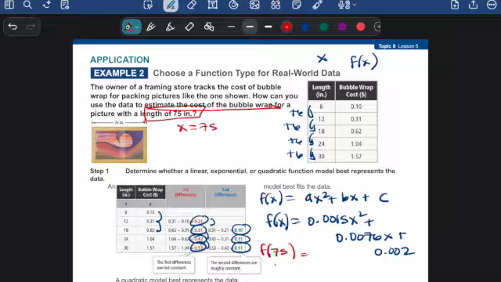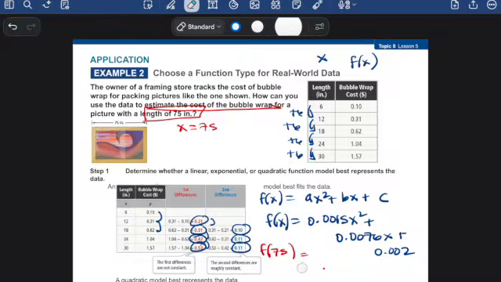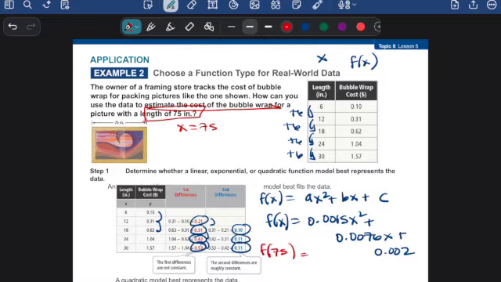So we would do 0.0015 times 75 squared, etc. Okay, I'm going to run out of room. So substitute 75 for x in our equation. And if we do all those calculations, we should get a value of $9.01 to bubble wrap a picture with a length of 75 inches.